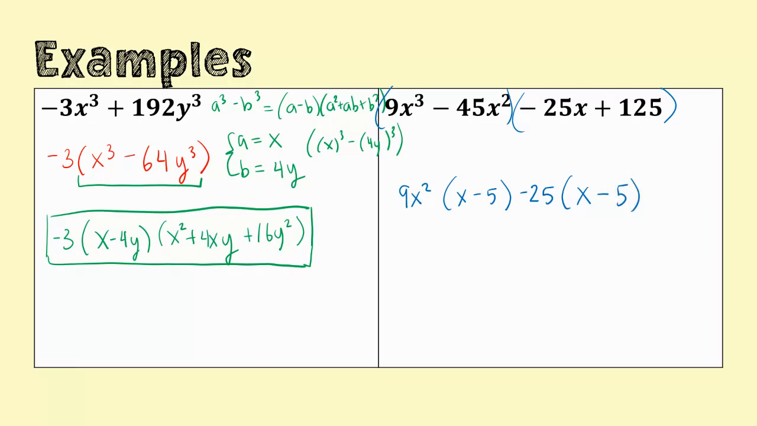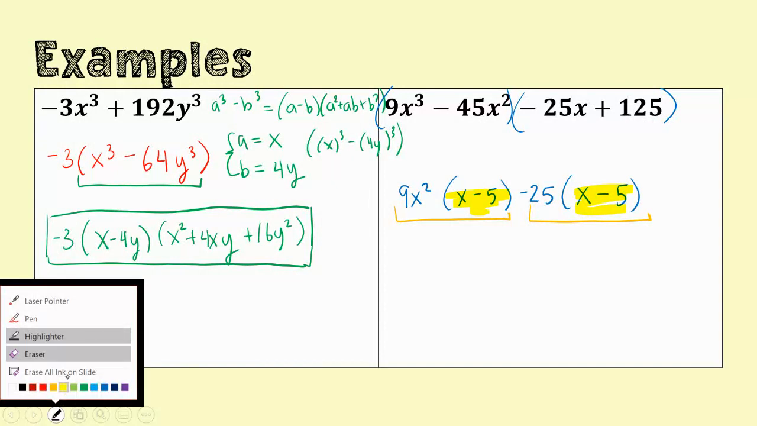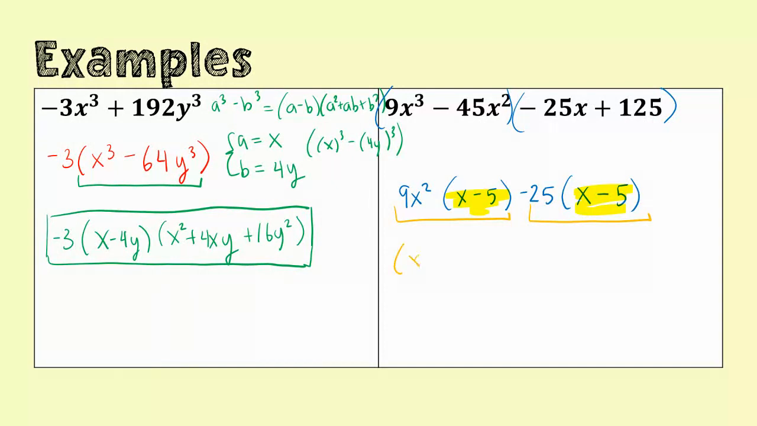So now that I have this, if I think about you've got a number minus another number, well, these two numbers have a common factor, and that common factor is x minus 5. The x minus 5 here, they both have that x minus 5, so I'm going to go ahead and factor that out. So I'll factor out x minus 5.